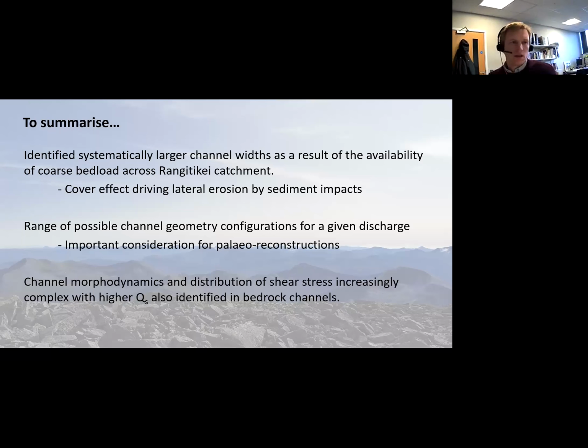And also that we potentially have an increasingly complex distribution of shear stress within channels and changing channel morphodynamics with the higher sediment supply, which is relatively well known in alluvial channels, but also has been identified in these bedrock and mixed bedrock gravel channels.